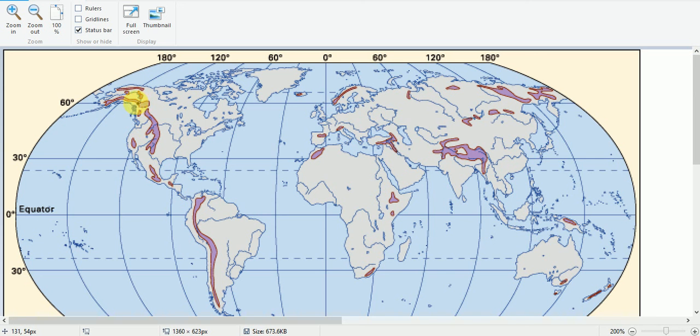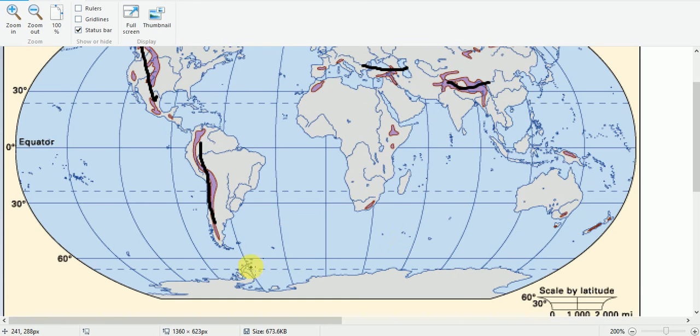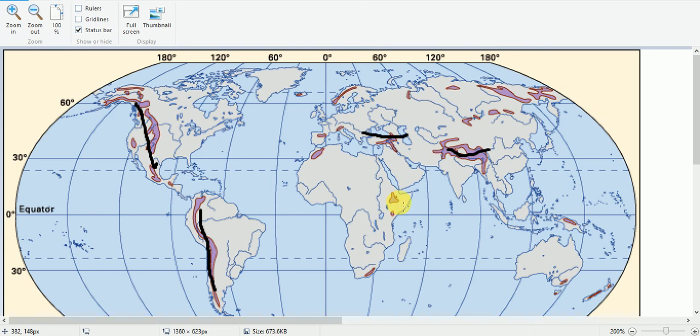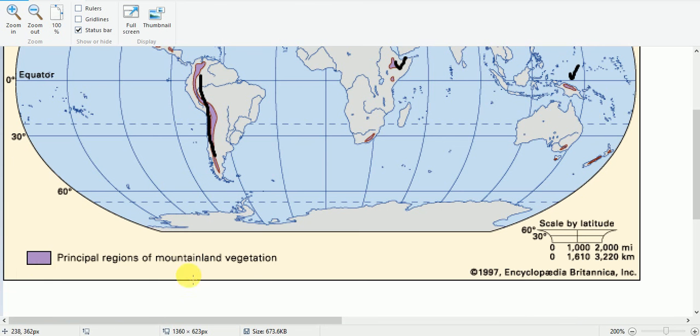Okay, see here, I think you are seeing here, this is what? This is Rockies mountain, and here this is what? This is Andes mountains, and we have the Himalayan mountains here. Okay, Alps mountains here in Europe. Okay, Alps mountains also here. And I think you are seeing other important mountain ranges also. Okay, just see the purple color, and you will be seeing.